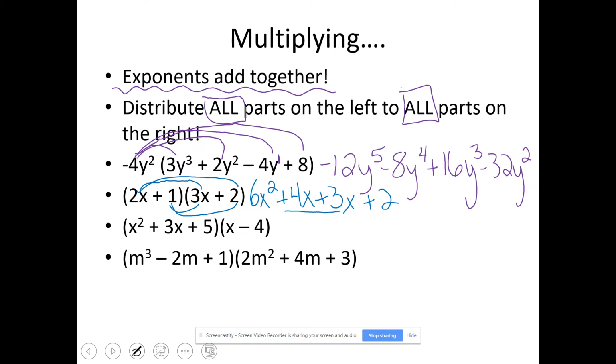We clean this up by combining like terms. Our 4x and 3x are going to make a total of 7x. And here is our answer. 6x squared plus 7x plus 2. Our answer is in standard form. It's a second-degree polynomial, and our leading coefficient is positive 6.